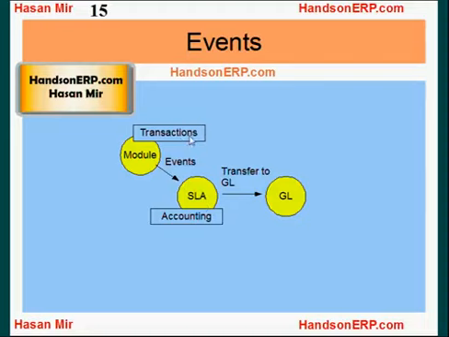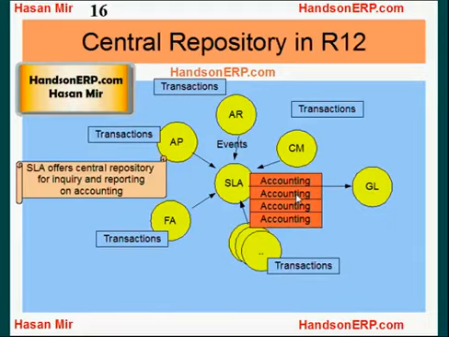So all the transaction details could be extracted by SLA from this module. But based on this event, SLA would create the actual accounting, and finally this accounting would be sent over to general ledger. Now SLA offers a central repository for inquiry and reporting on accounting information. If somebody wants to do an inquiry, they can go to SLA screens and view all the accounting. They can run reports from SLA reports to see any accounting details. So now we have a central place where all the accounting information is stored. So this consistent way is now offered for reporting and inquiry.